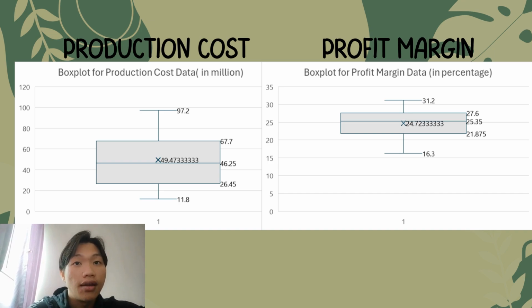This presents an opportunity to identify cost-saving measures or optimize production processes, while the stability in profit margin suggests that these companies operate within predictable market conditions with minimal impact from cost fluctuations. This consistency provides a reliable foundation for financial planning and long-term growth.